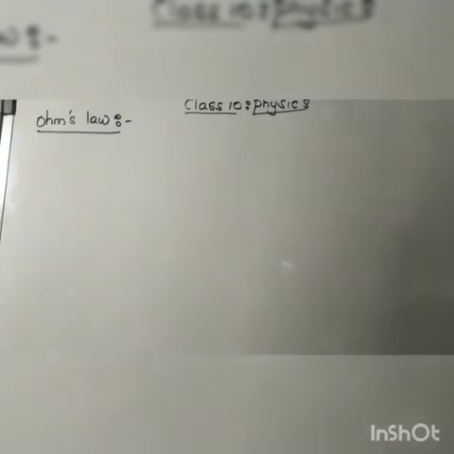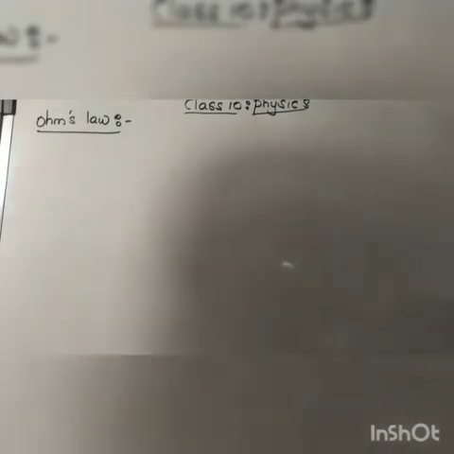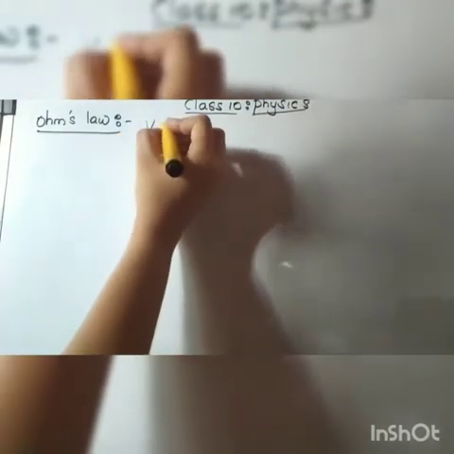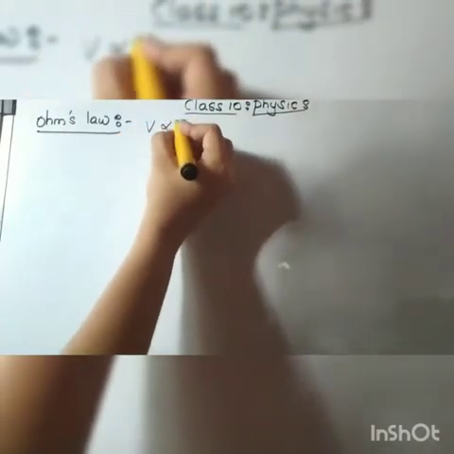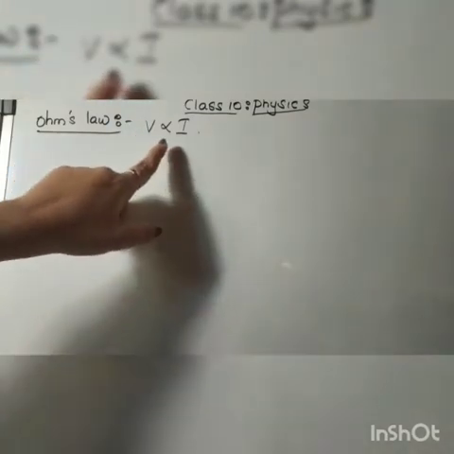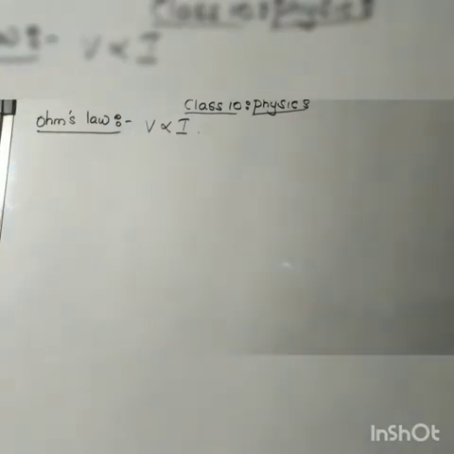This law was identified by George Simon Ohm, a famous scientist, a physicist who discovered Ohm's law. So what does Ohm's law state? There is a relation between potential difference and the current in a given circuit. Potential difference is directly proportional to current here.